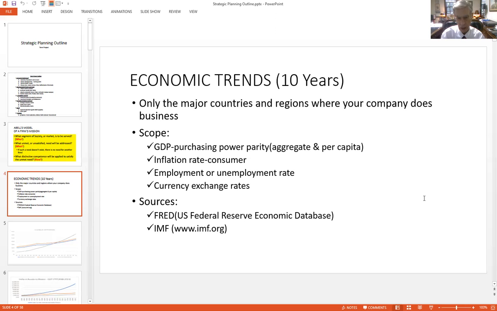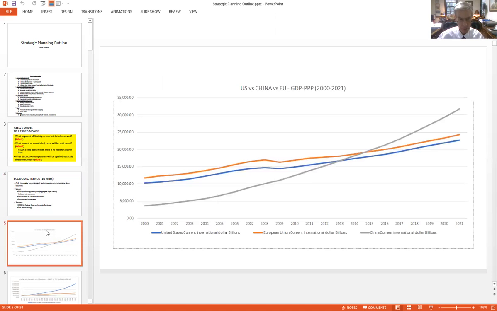So, just about every variable, including population, when we get into market analysis, is available on that database. It's just a treasure trove for business analysts.